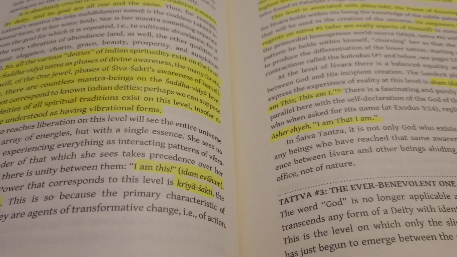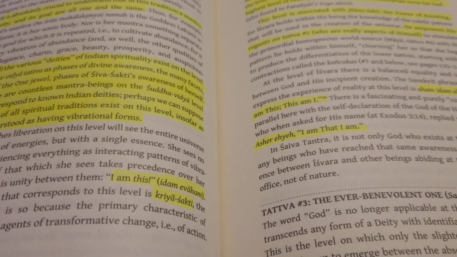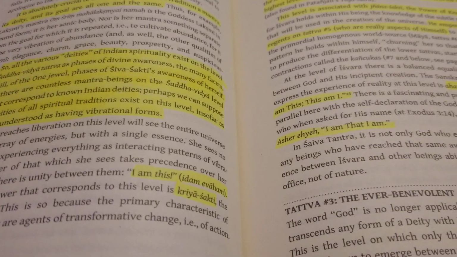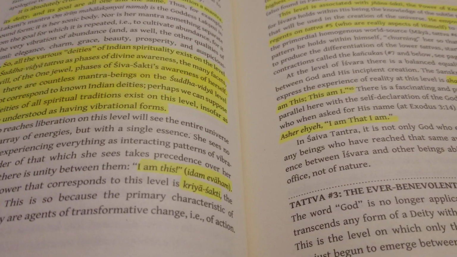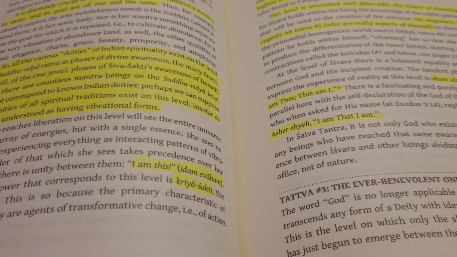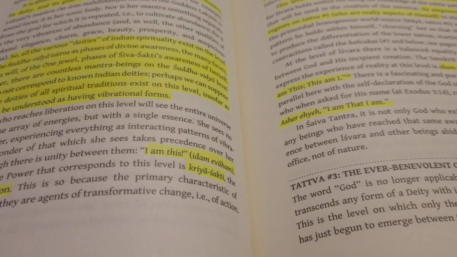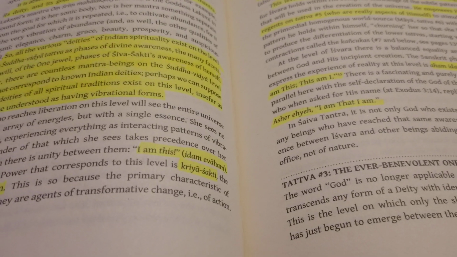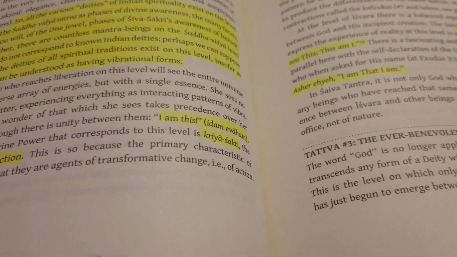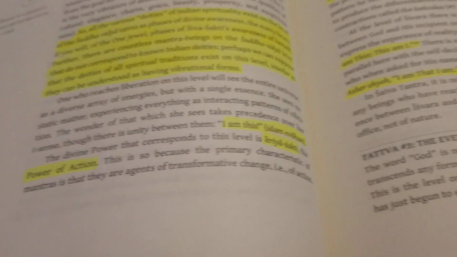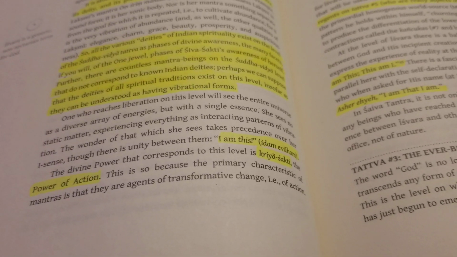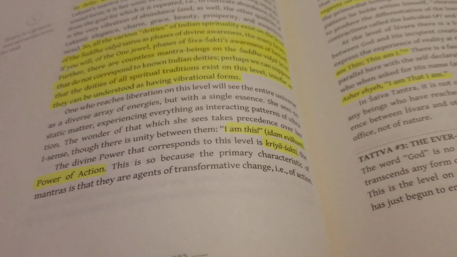So all the various deities of Indian spirituality exist on the level of Suddha-vidyā Tattva as phases of divine awareness, the many facets, if you will, of the one jewel, phases of Shiva Shakti's awareness of herself. Further, there are countless mantra beings on the Suddha-vidyā level that do not correspond to the known Indian deities. Perhaps we can suppose that all deities of all spiritual traditions exist on this level, insofar as they can be understood as having vibrational forms.